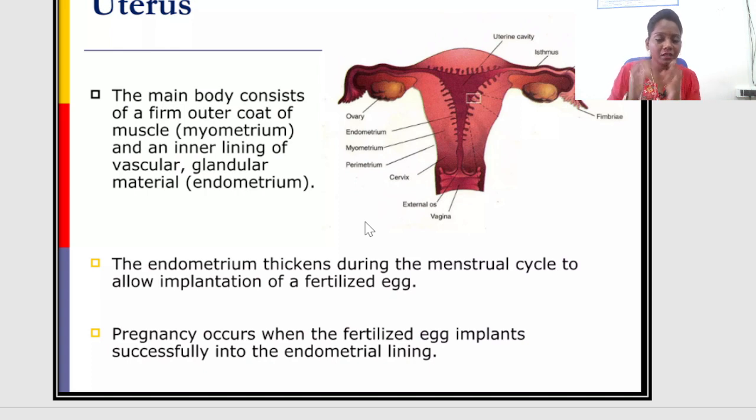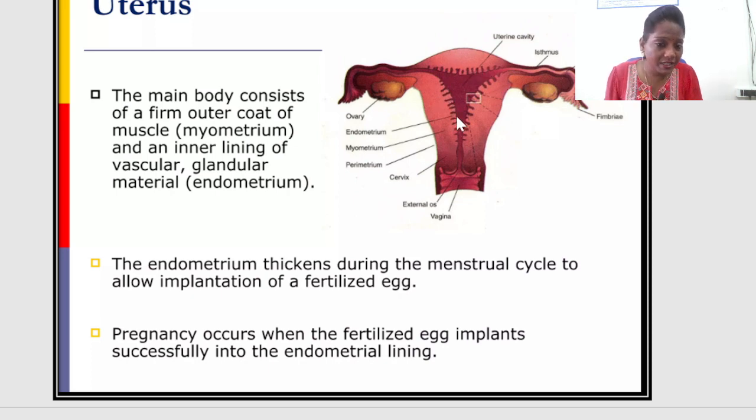So this is the shape, and it is located between the bladder and the rectum. The location of the uterus is in the pelvic cavity. It is located anteriorly with the bladder and posteriorly with the rectum. That is the location and the situation of the uterus, and it has three muscle layers.